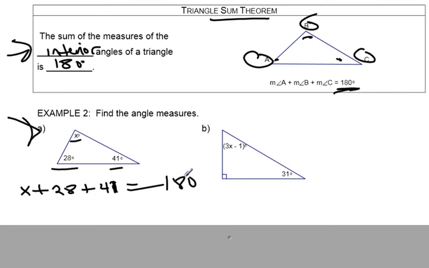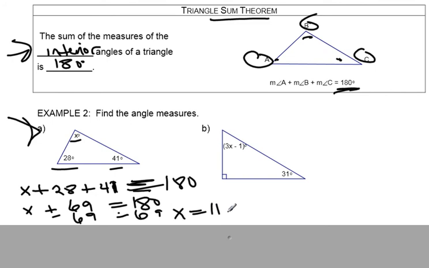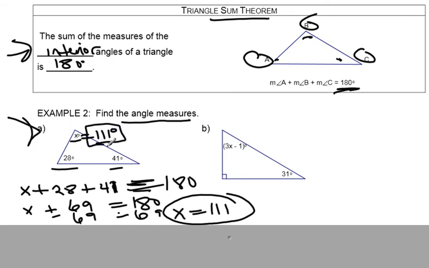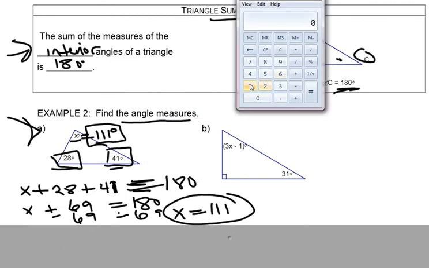41, and set them equal to 180 degrees. So x plus 28 and 41 is 69, equals 180 degrees. Subtract 69 from both sides. So x equals 111. It asks for the angle measures, so this angle measure is 111 degrees. I need to check that. How do I check it? Well, 111 plus 41 plus 28 should equal 180 degrees.